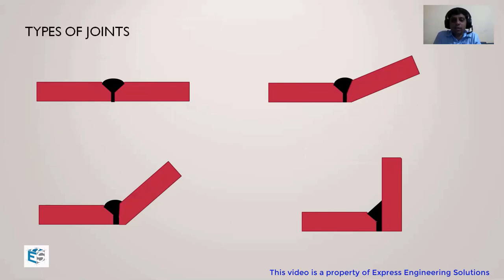Again, the type of joints. We all can see there are some welding joints shown over here. The first type, I would say it is a butt joint. Second, I'm not sure whether it is a corner, butt, or any angle joint, or the last one, which is a fillet or any other type of joint. So I'm not very sure about it.